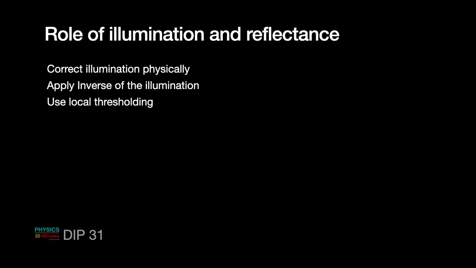Or thirdly, use local thresholding. At least global thresholding will not work here. I'm going to give you an example of this towards the end of this lecture. So use local thresholding to do it. Now, what is global thresholding? Global thresholding is very straightforward. It is applied to the entire image.